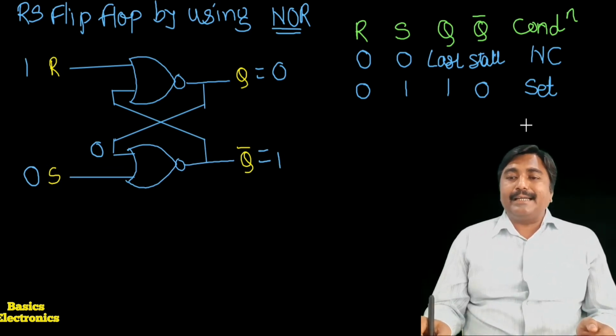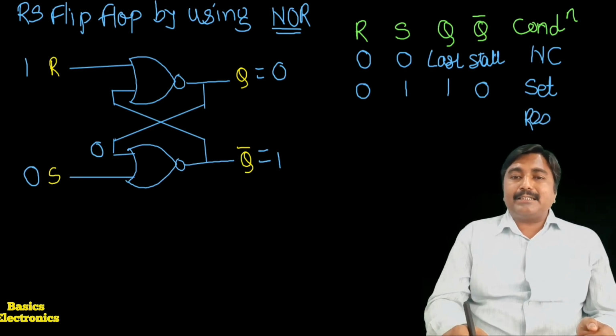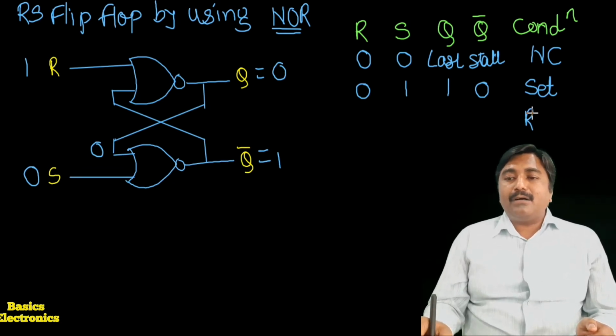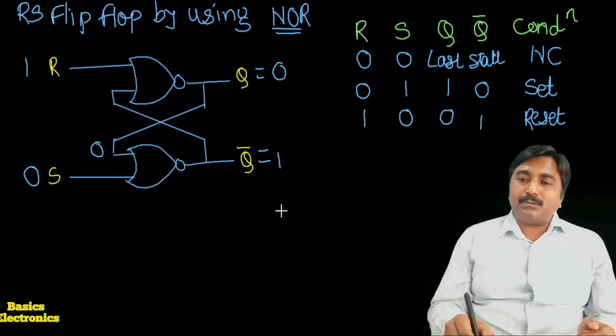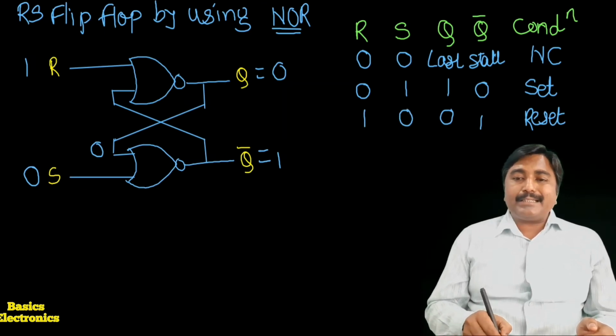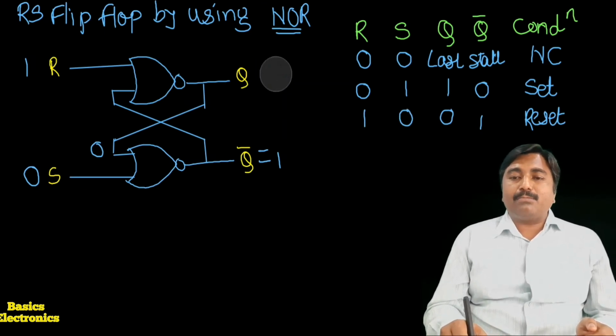Here, this condition we call a reset condition. In the reset condition, we get the output Q bar equal to 1 and Q equal to 0 when R is equal to 1 and S is equal to 0. Okay, so this is the third condition of the flip-flop.